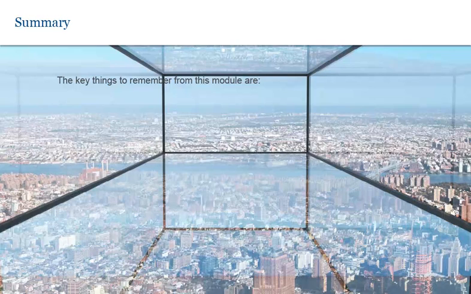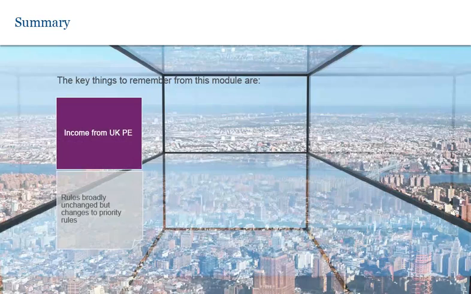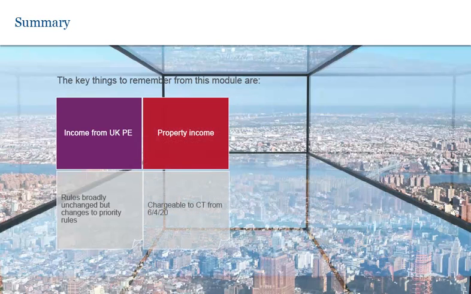We're now coming to the end of this module, and you'll soon be able to test your understanding in our short quiz. The key things to remember from the module are as follows. Firstly, there are no substantial changes to the rules taxing income attributable to a UK PE, however minor tweaks have been made to the related priority rules. This means that property-related income will be taxed in priority under their own separate rules rather than the PE rules.